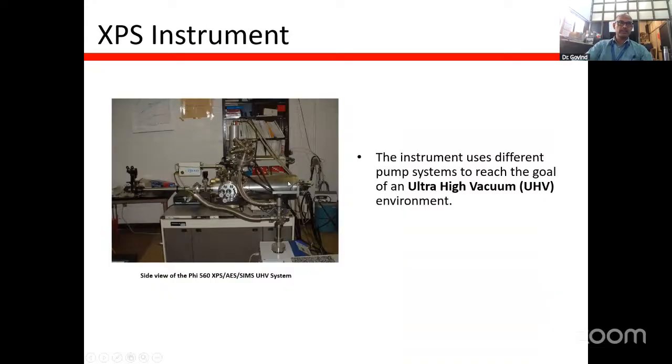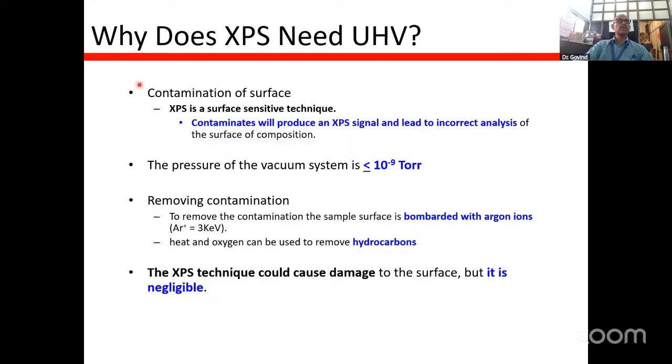This is a chamber. From here, the sample gets inserted inside, and we require an ultra high vacuum environment. Why do we require ultra high vacuum? Because of contamination. Since this is a surface sensitive technique, any contamination gives a wrong result. So to remove that contamination from the surface, we require ultra high vacuum.